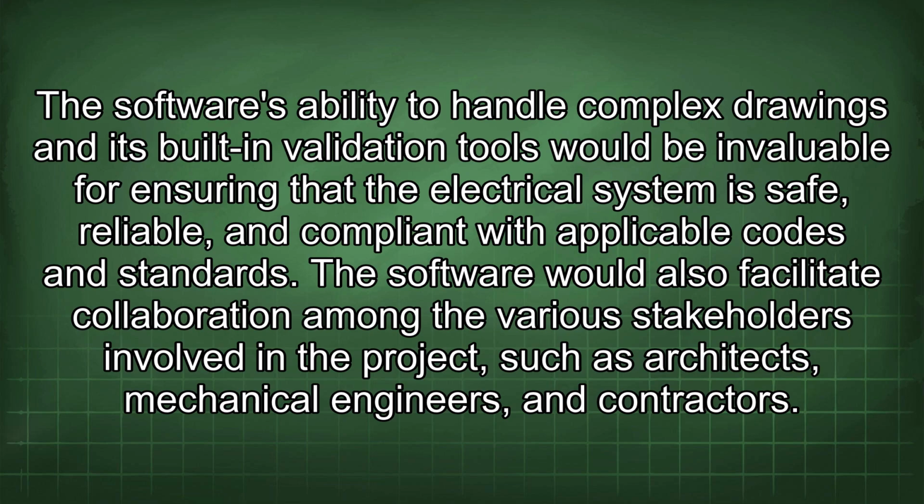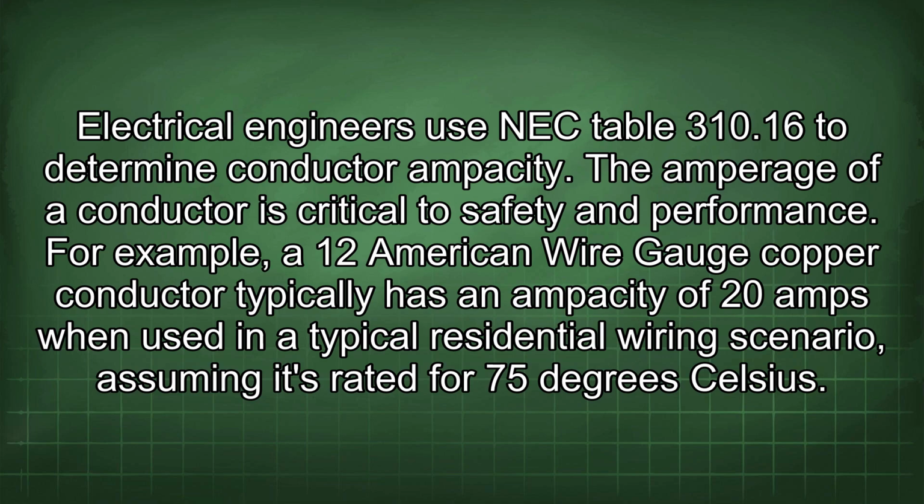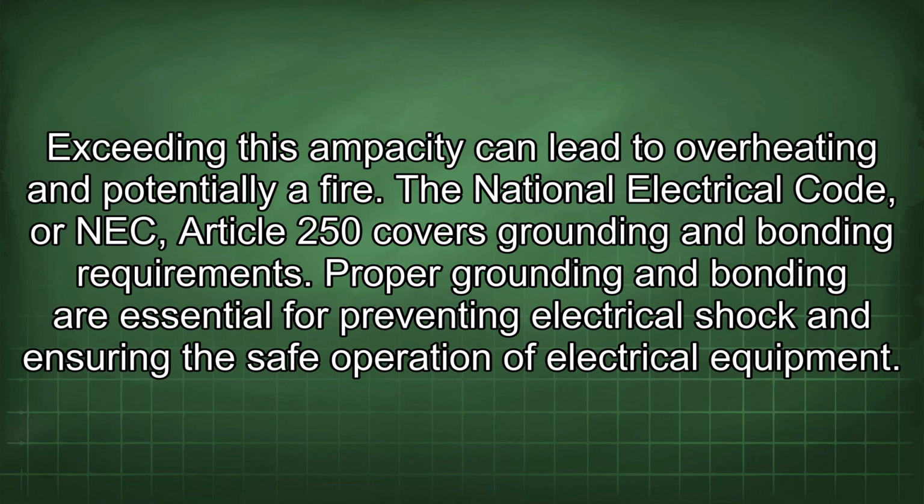The software would also facilitate collaboration among the various stakeholders involved in the project, such as architects, mechanical engineers, and contractors. Electrical engineers use NEC Table 310.16 to determine conductor ampacity. The amperage of a conductor is critical to safety and performance. For example, a 12 American wire gauge copper conductor typically has an ampacity of 20 amps when used in a typical residential wiring scenario, assuming it's rated for 75 degrees Celsius. Exceeding this ampacity can lead to overheating and potentially a fire.